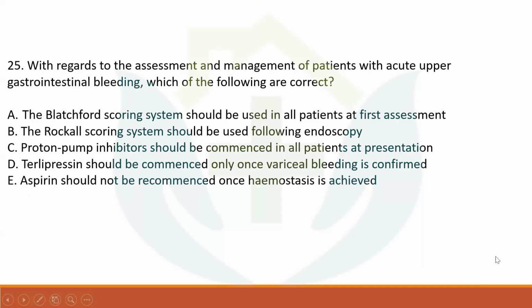Next, with regards to the assessment and the management of patients with acute upper GI bleed, which of the following are correct? A, the Blatchford scoring system should be used in all patients at first assessment. The Rockall scoring system should be used following endoscopy. A proton pump inhibitor should be commenced in all patients at presentation. Terlipressin should be commenced only once the variceal bleed is confirmed. Aspirin should not be recommended once hemostasis is achieved.